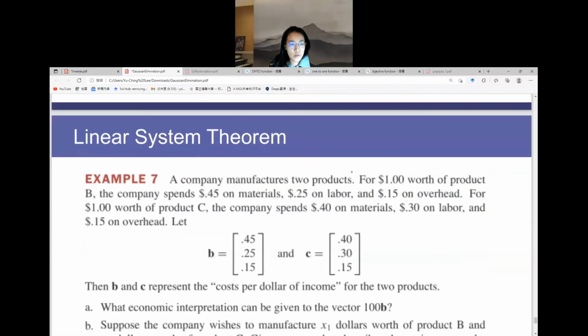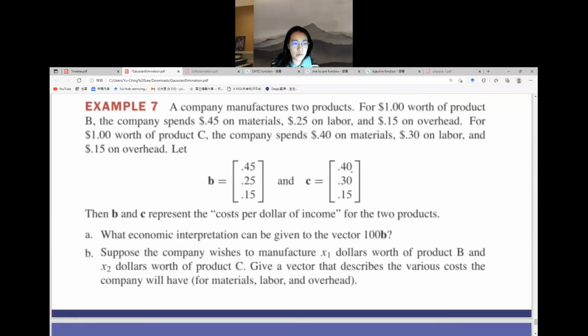Okay, so the last example is quite an applied example, so you can take a look at it on your own.